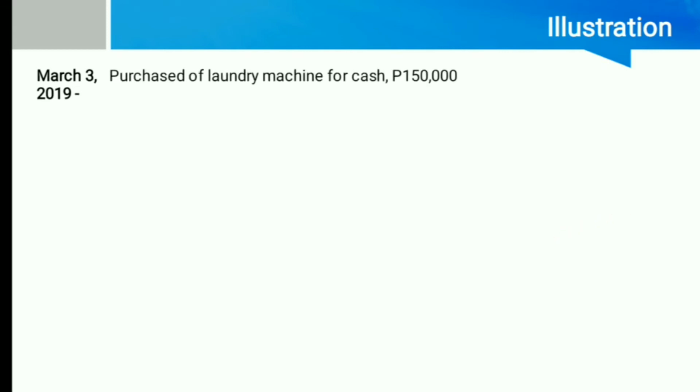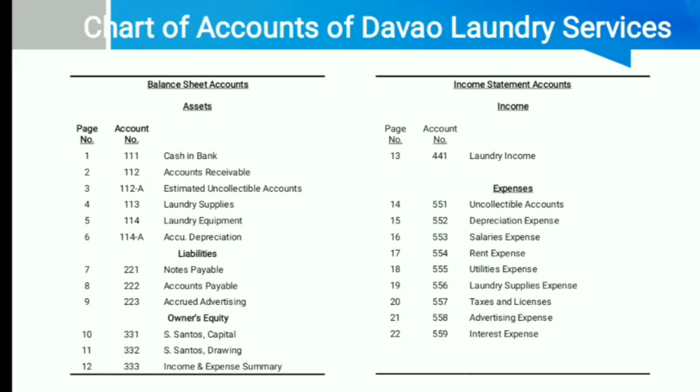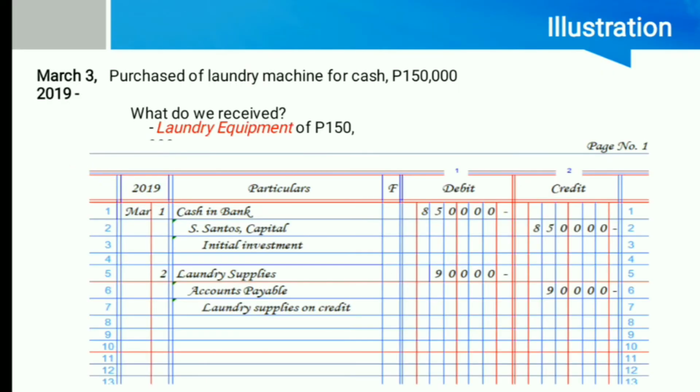Purchase of laundry machine for cash, 150,000 pesos. So in this transaction, what do we receive? We received laundry machine of 150,000 pesos. Here in the chart of accounts of Davao Laundry Services, we don't have a laundry machine account title, but we do have laundry equipment. So this is the most appropriate account title to be used in the transaction. Our debit entry is laundry equipment of 150,000 pesos.